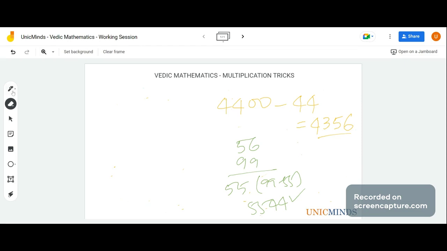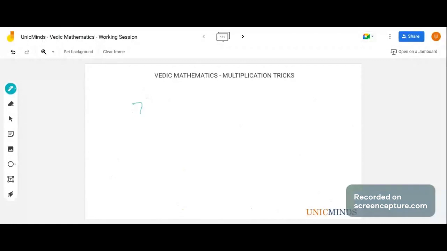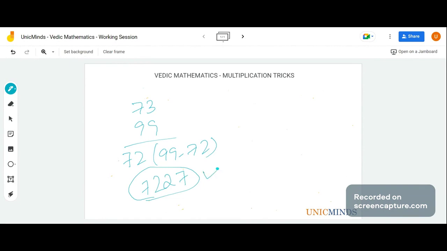Say, for example, let's do one more problem. Say 73 into 99. So LHS will be 72 and RHS will be 99 minus 72. So that is 27. So 7227 is your answer. Yes, you can also do this quickly by saying that 73 into 100 minus 73, 7300 minus 73, so that will be 7227. Both the methods are fairly quick, so nothing to worry.